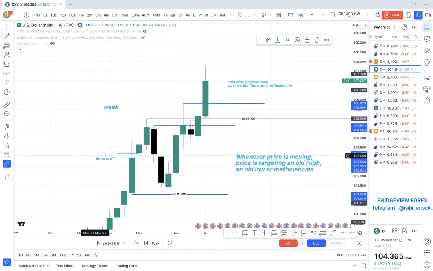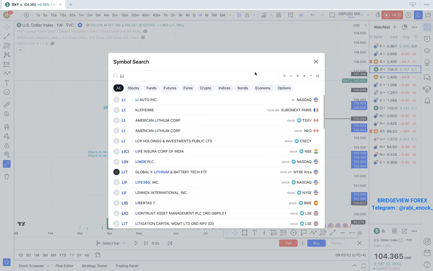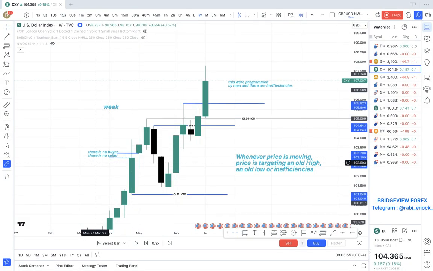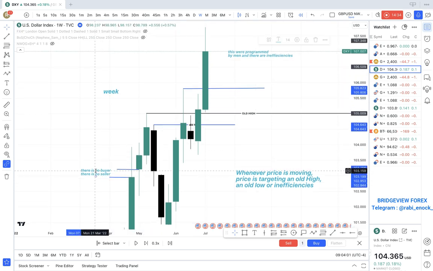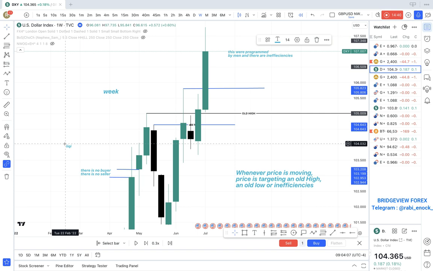There is no buyer, there is no seller. At this side, there's no buyer, there's no seller. So this is a liquidity void. This is void of liquidity, void of buyers. There's no buyer, there's no seller here. Liquidity void.